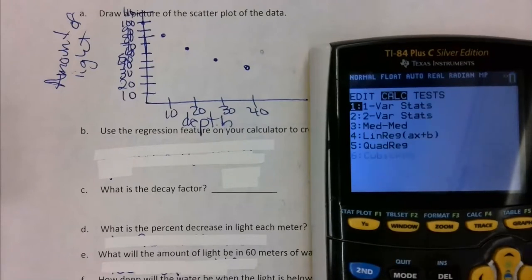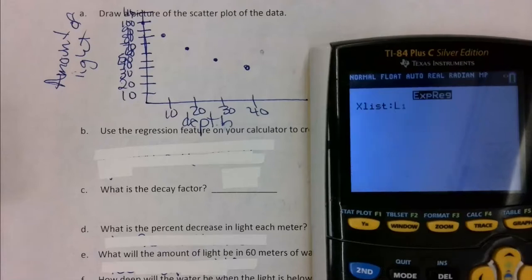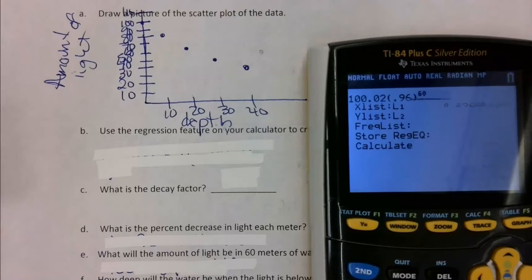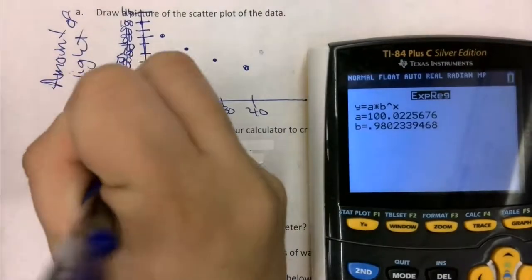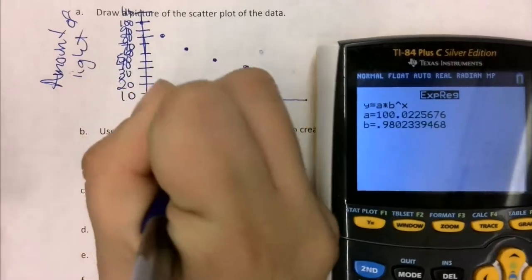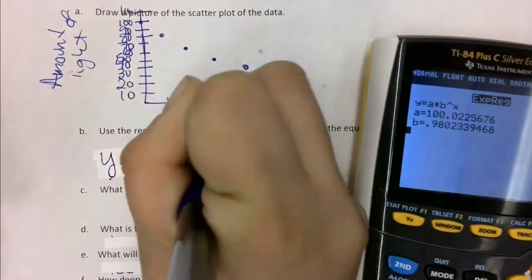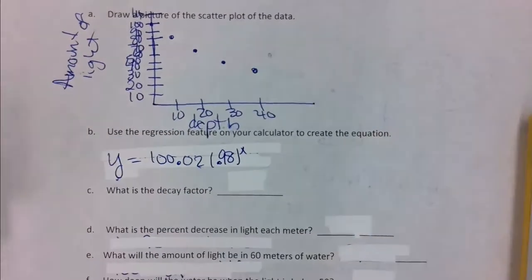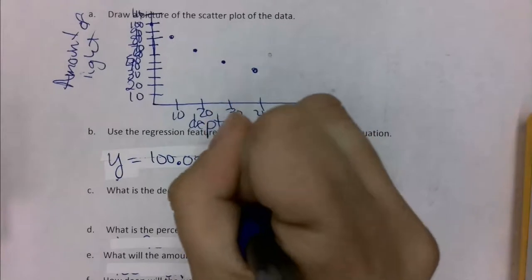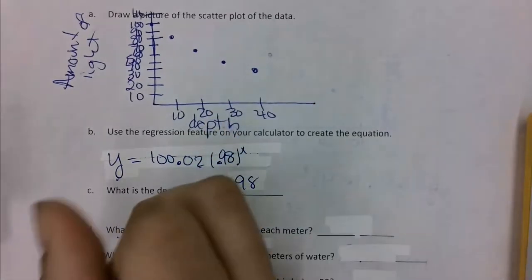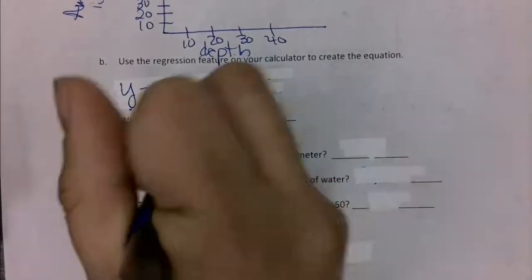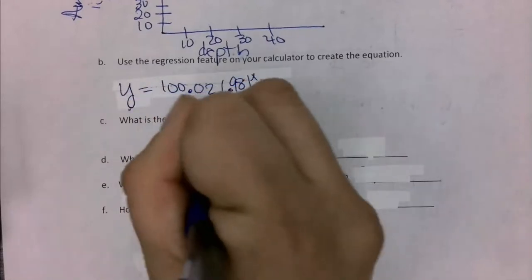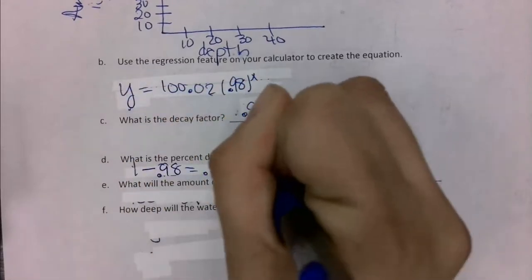I press stat. I go down to calc. I want to arrow down to 0. Press enter, and then I go to calculate. Then it gives me y equals, I want to round to 2 decimal places, so 100.2, and then 0.98 to the x. My decay factor is the piece in parentheses, so 0.98. To find my percent decrease, I do 1 minus 0.98, which gives me 0.02, and I times by 100 to get 2%.